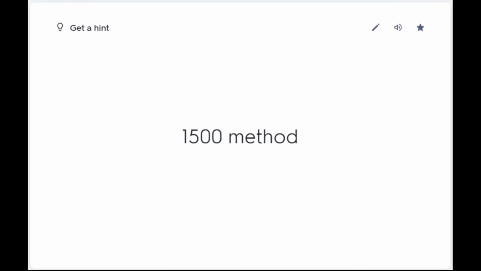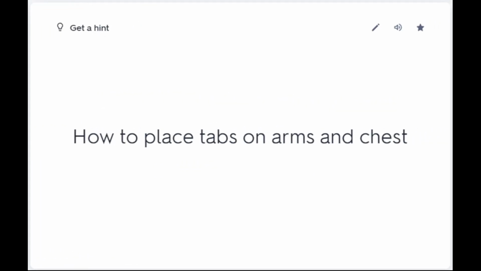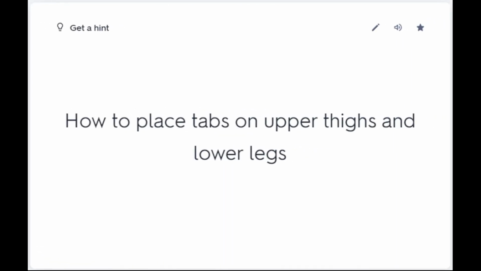1500 method. Divide 1500 by the number of small boxes between 2 R waves. How to place tabs on arms and chest: downward. How to place tabs on upper thighs and lower legs: upward.